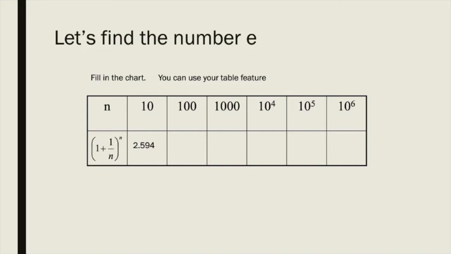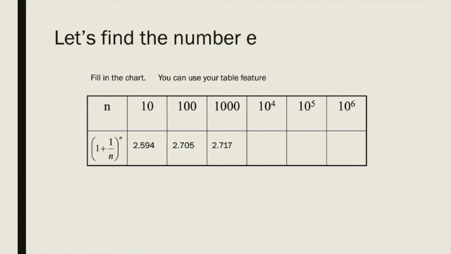So if we put 10 in, what if we keep getting bigger? What happens if we put 100 in? 2.7. All right. What do we know that E is? You guys memorized it. 2.718. What if you put 1,000 in? 2.7169 or 717.